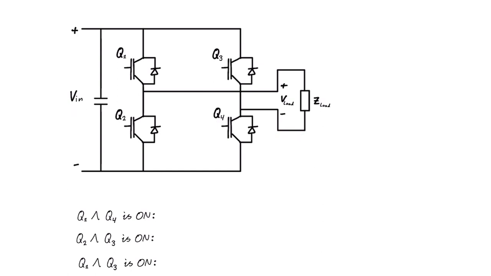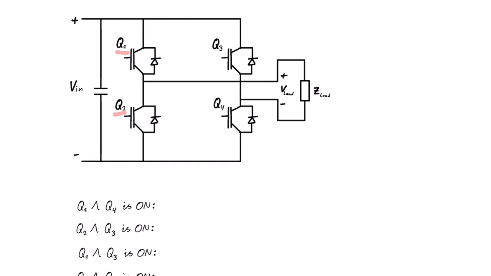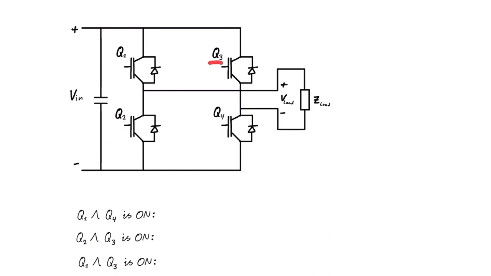So let's start with the switching. So now we're going to look at the switches. So we want to prevent short circuit. So we know that Q1 and Q2 could never be on at the same time because then there will be a short circuit over here. And it's the same for Q3 and Q4. And that leaves us with only 4 combinations.